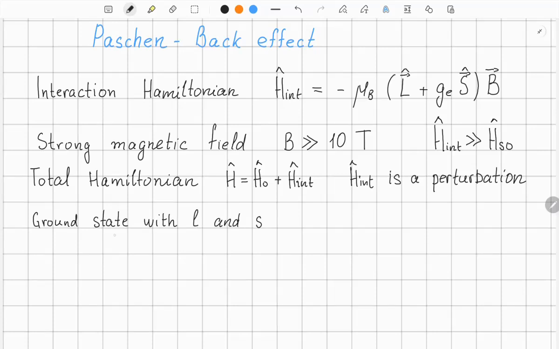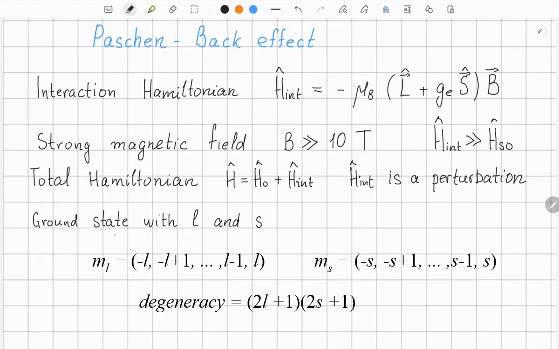Since the orbital angular momentum projection Ml can take values from minus L to L with the step 1, and the spin projection Ms can range from minus S to S, and because the unperturbed Hamiltonian H0 eigenvalues do not depend on either Ml or Ms, the ground state is 2L plus 1 multiplied by 2S plus 1 fold degenerate. Our goal is to understand how this degeneracy is lifted by the perturbation H int.